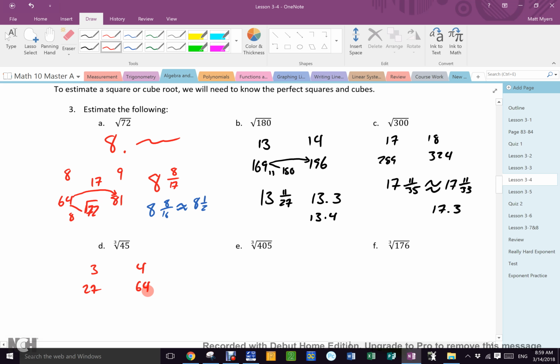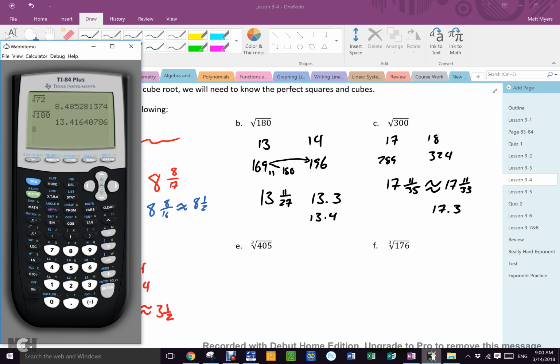Yeah? Now again, we're just estimating. That's approximately 40, yes? And 27 to 45 is approximately 20, yes? So isn't this 3 and 20 out of 40? Which is pretty close to 3.5.